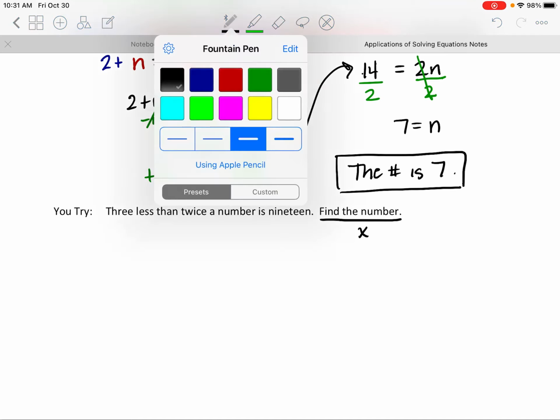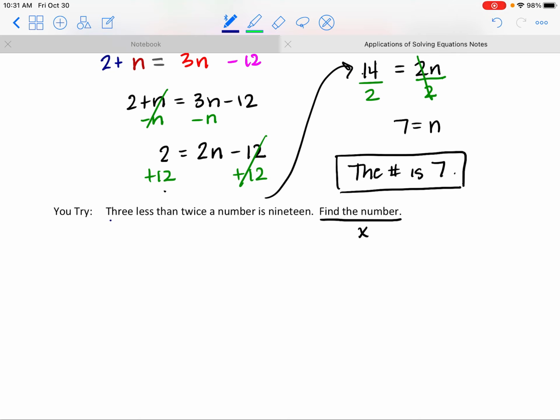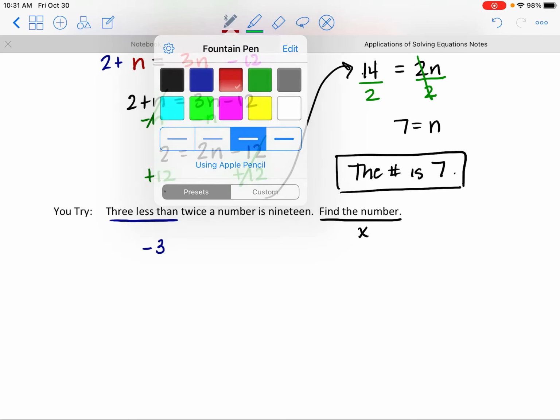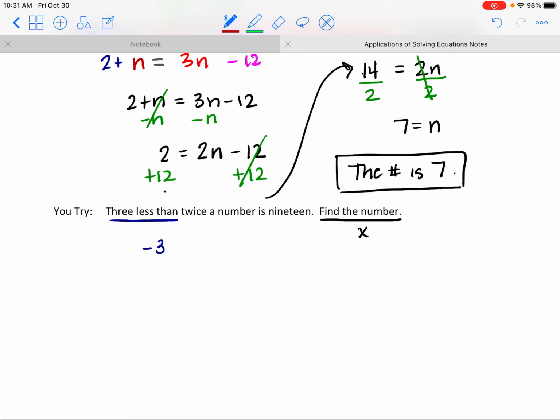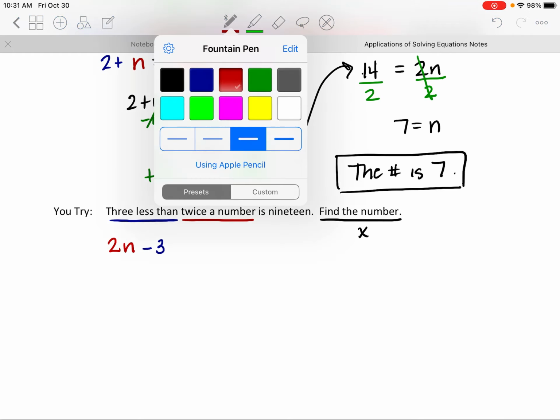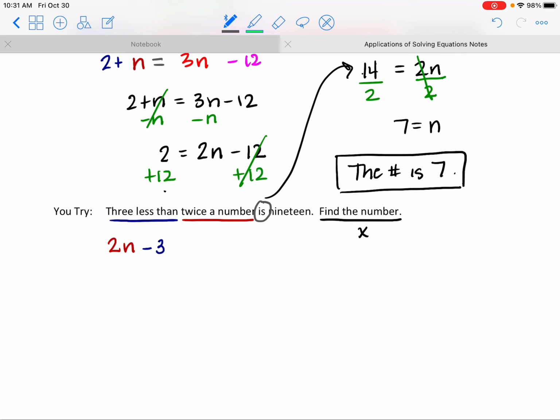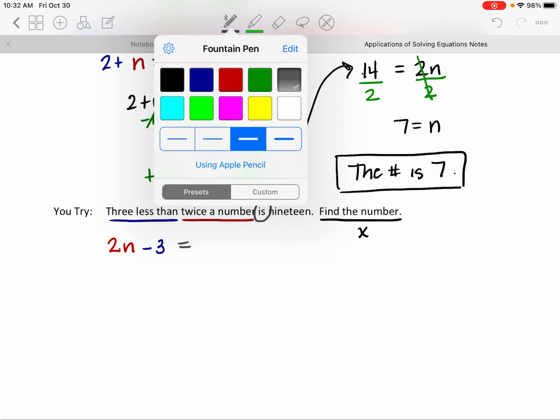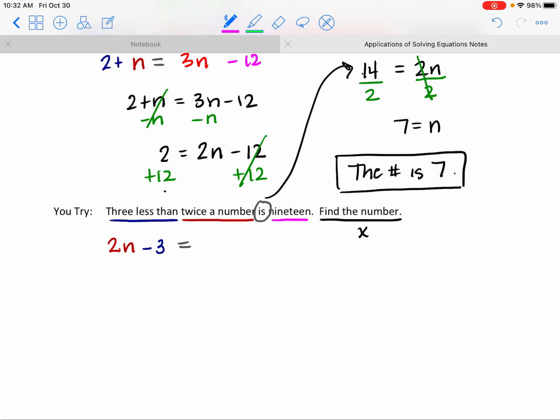So it starts with 3 less than. So 3 less than means I'm subtracting 3 from something. What am I subtracting 3 from? I'm subtracting it from twice a number. So that's going to be 2n. Again, 3 less than is subtract 3 from. Twice my number is 2n. My is my equal sign. And then 19, that's pretty easy to translate. 19 is 19. Okay, so there's our equation.